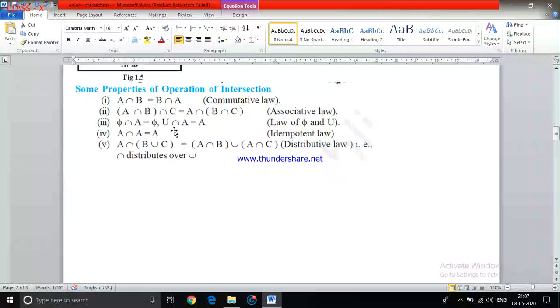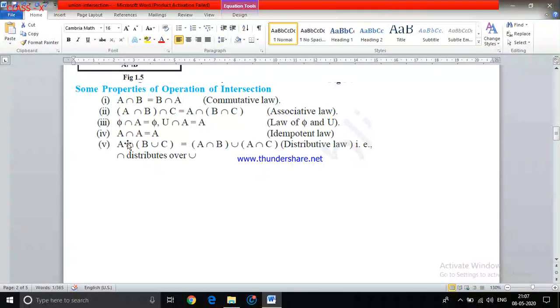Similarly, the universal set intersection with A. The whole universal set intersection with A will be again A. It cannot be the universal set. In the union case, it will be universal, but in the intersection case, it will be A, because I am talking about only common elements when we discuss intersection.